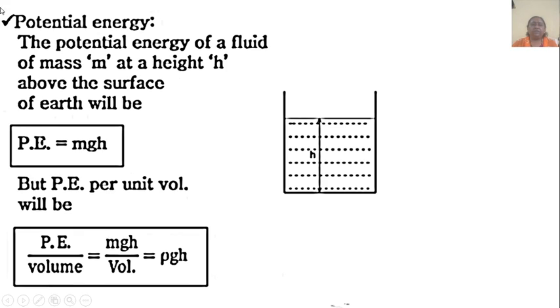Now, potential energy. The potential energy of a fluid of mass m at a height h above the surface of the earth will be potential energy equal to mgh. But potential energy per unit volume will be potential energy upon volume, equal to mgh upon volume, that is rho gh, because m upon V is rho. So, potential energy per unit volume is given by rho gh.